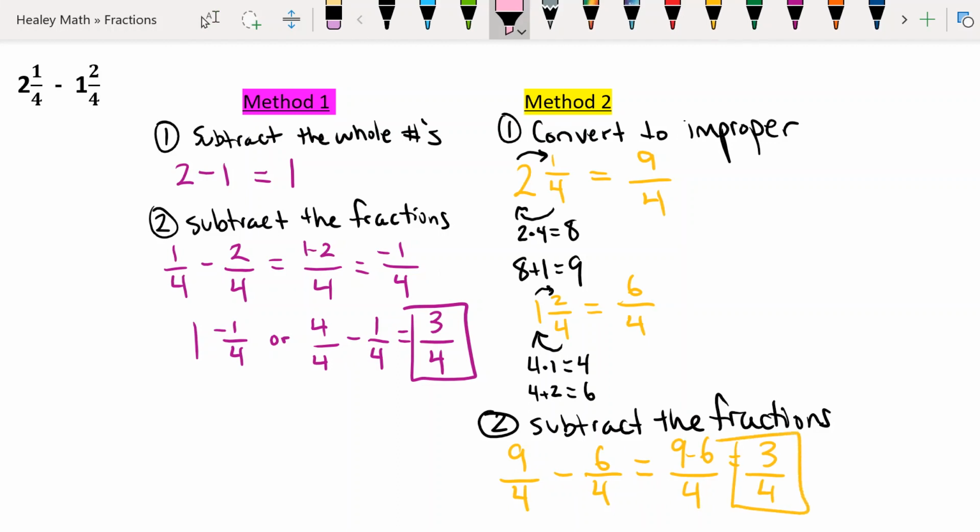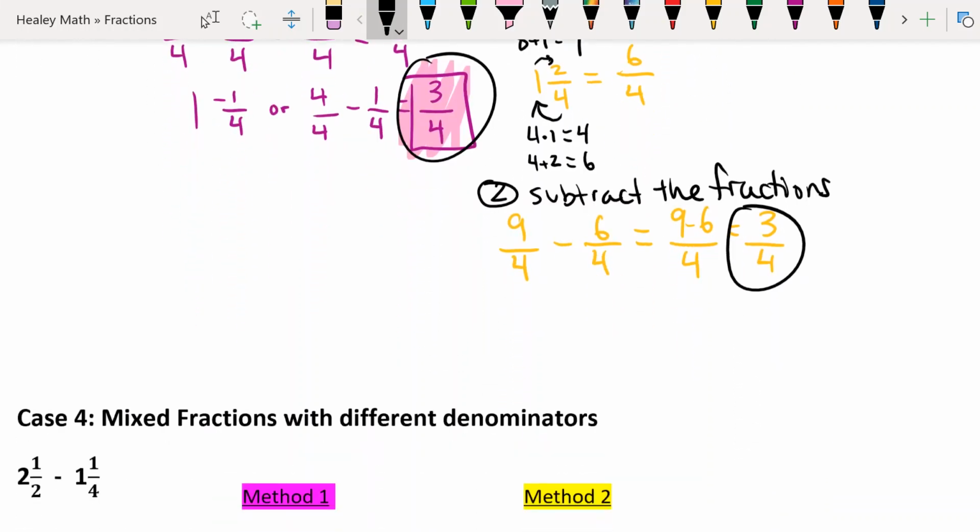And as you notice, our answers are the same. So method 1 and method 2 will lead to the same answer. Let's take a look at case 4.